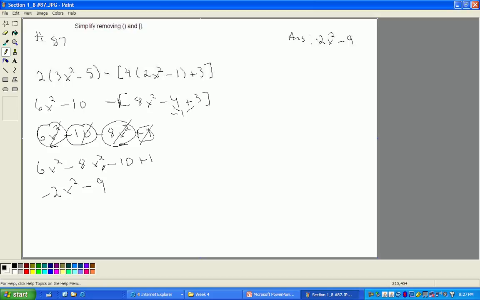Since we can't simplify this anymore and can't combine any more terms, here's our final answer, and sure enough, it equals exactly what our answer in the back was.